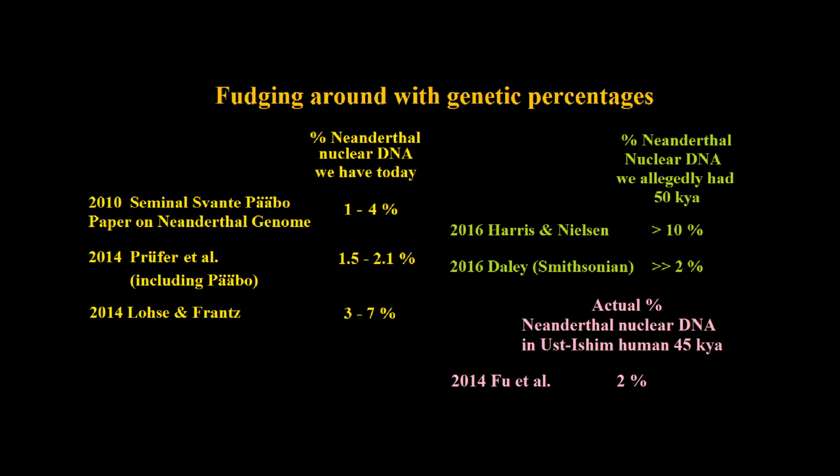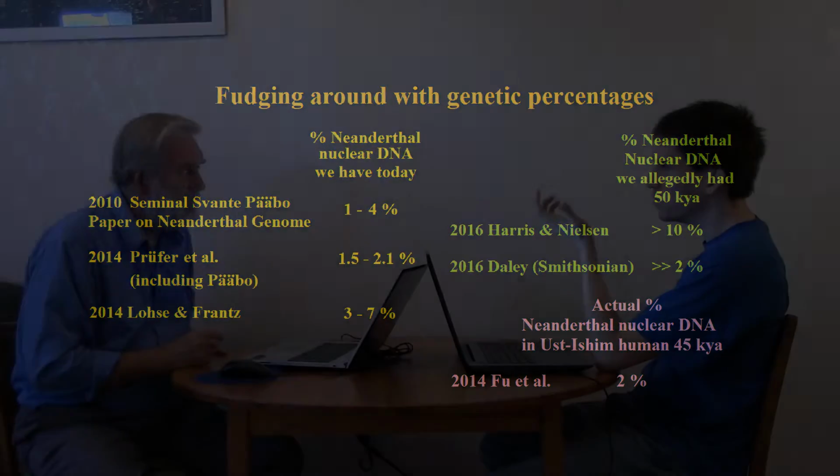And remember, this is genetics, perfectly accurate, exact science, right? So they say, well, it's 1 to 4%. Then they say, well, not really, it's only 2%. Then they find a human that had 2% 45,000 years ago, just the same as what we have today. And then these guys do another study, and they say, oh, by the way, we have up to 7% Neanderthal DNA in us. So how did this Siberian man have 2% in the old days, 45,000 years ago, and today we ended up with 7%? Sounds like they don't know what they're doing.